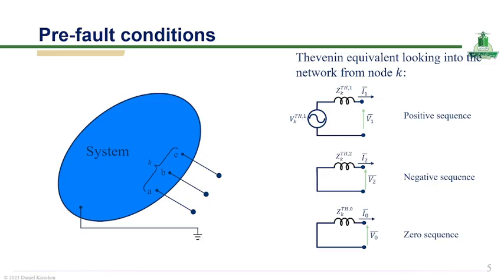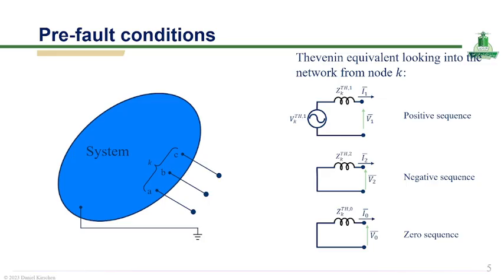Okay, this slide illustrates the pre-fault conditions of a power system and how the network can be analyzed using Thevenin equivalence at a specific node K. On the left, the overall system is represented with three-phase nodes A, B, and C, indicating a balanced operating condition before any disturbance occurs. To simplify fault analysis, the system is viewed from node K and replaced by its Thevenin equivalent circuits as shown on the right-hand side.